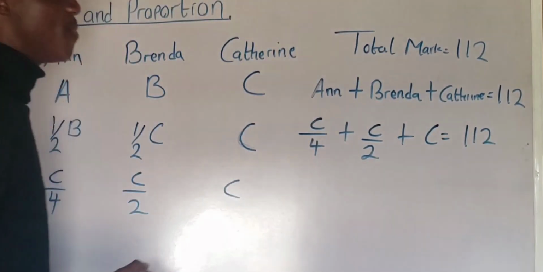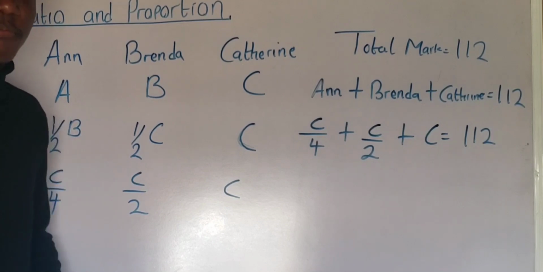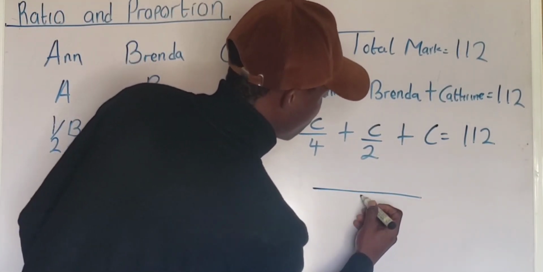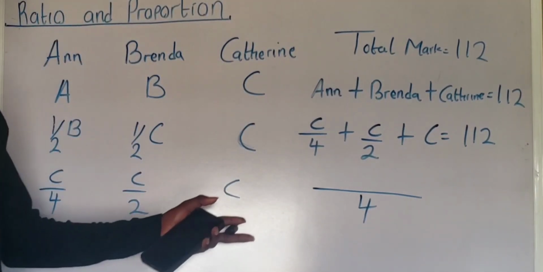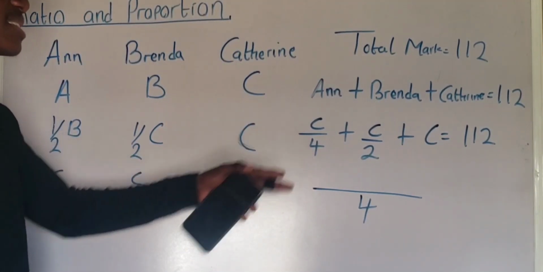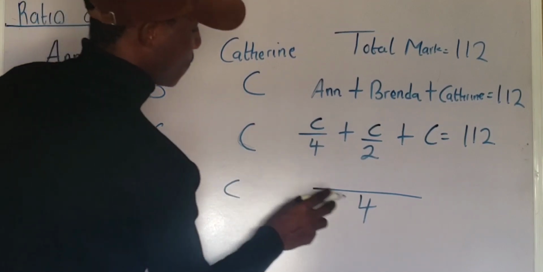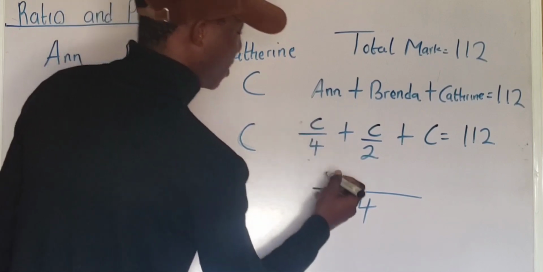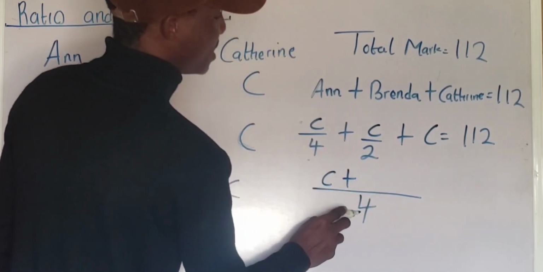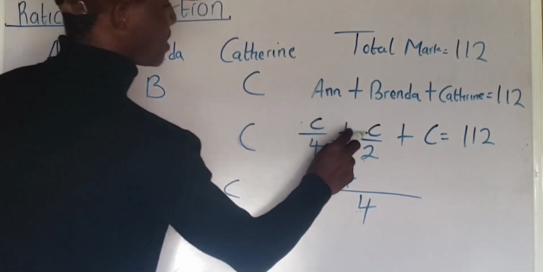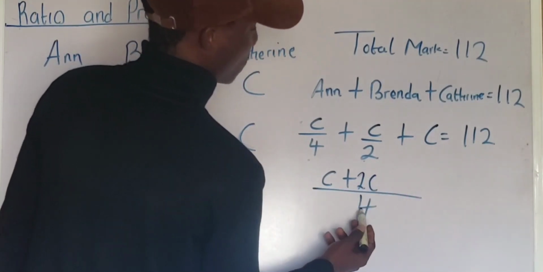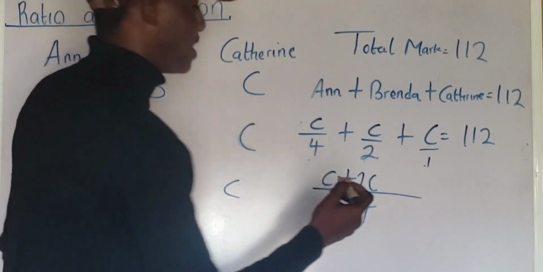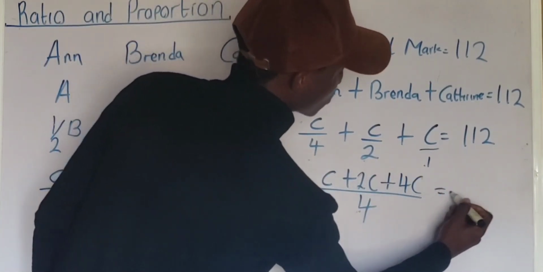Now, the next step here is that I'm going to take the LCM. LCM means lowest common multiple. The LCM of the left hand side of this equation is 4. So 4 divided by 4, that is 1. 1 times C, that is C. So I'm going to have C plus 4 divided by 2, that is 2. 2 times C, that is 2C. This is over 1. 4 divided by 1, that is 4. 4 times C, that is 4C, equals 112.